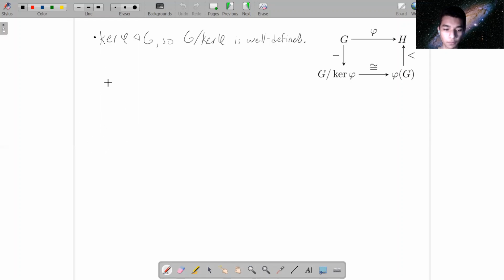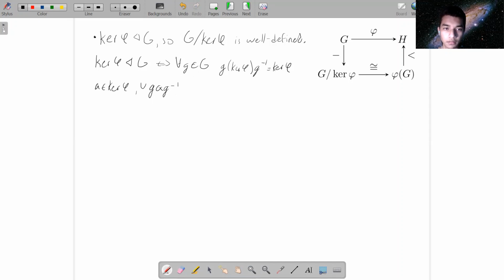As you see, to show that the kernel of phi is a normal subgroup of G, it suffices to show that for all g in G, g kernel of phi g inverse is kernel of phi. That is, if we take an a in the kernel, then we have to show that g a g inverse is also in the kernel.